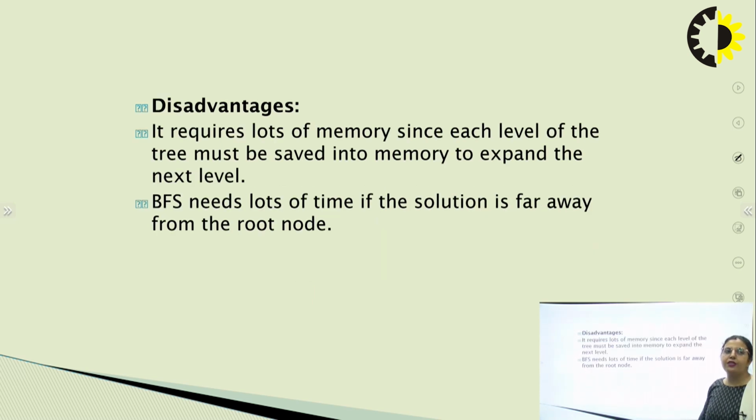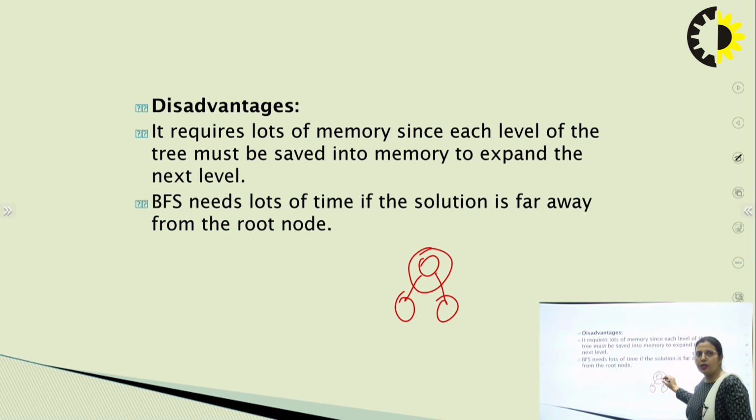These are the advantages. Now the disadvantages: it requires lots of memory since each level of the tree must be saved into memory to expand the next level. If we are exploring this node, then this node's knowledge has to be stored somewhere in the list so that it can be used afterward, or if there is any requirement of the previous node, it can be retrieved from the memory.